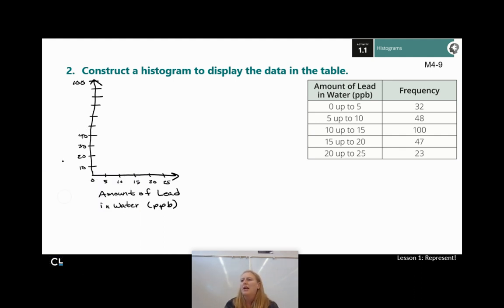Remember that our histogram doesn't have to be perfect. It's just trying to give us a visual of what's going on. That's all a histogram is doing, just trying to give us that visual as to what's going on.